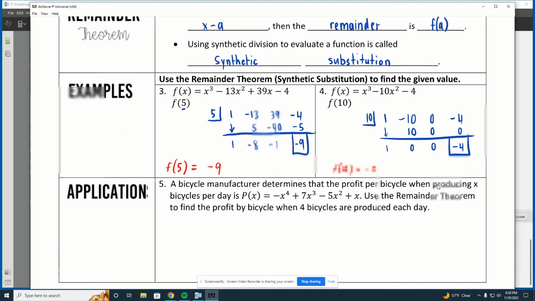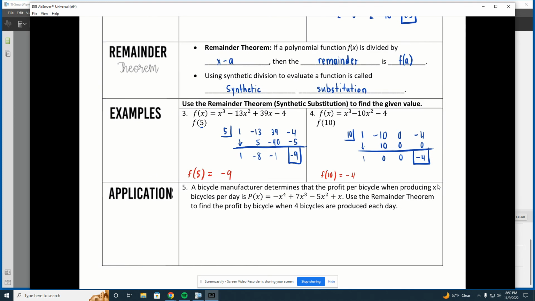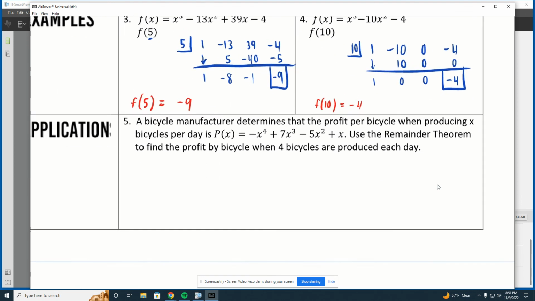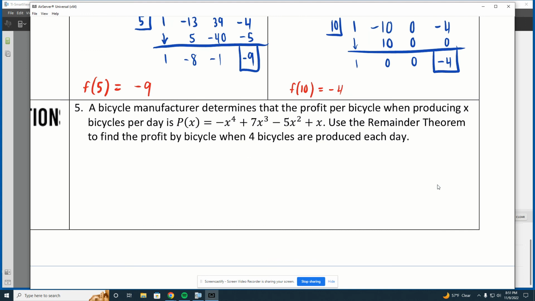That is my solution. That is using synthetic division, which we call synthetic substitution, to solve a polynomial function. The remainder is the solution. Say it one more time. The remainder is the solution. So let me show you this application here. It's got a little trick to it. It's easy, but it's got one little trick that a lot of times people forget.